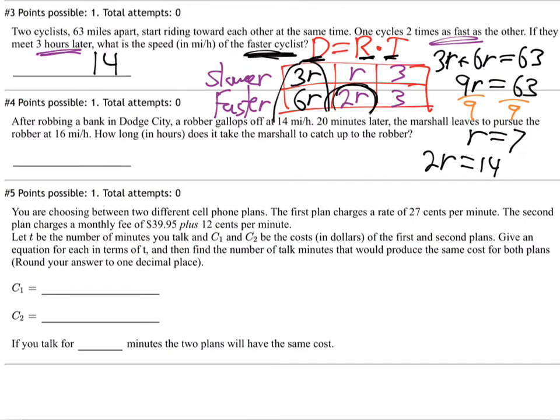Ooh. How about number 5? You are choosing between 2 different cell phone plans. The first plan charges a rate of 27 cents per minute. The second plan charges a monthly fee of $39.95 plus 12 cents a minute. Let T be the number of minutes you talk, and C1 and C2 be the cost in dollars of the first and second plans. Give an equation for each in terms of T, and then find the number of talk minutes that would produce the same cost for both plans.